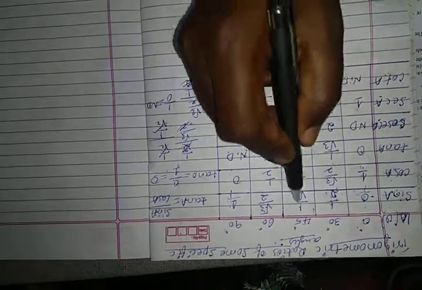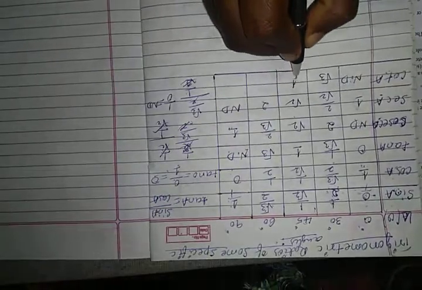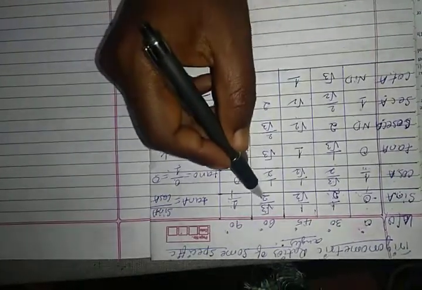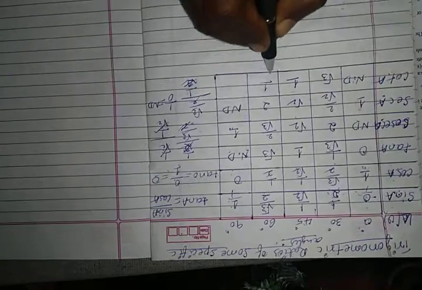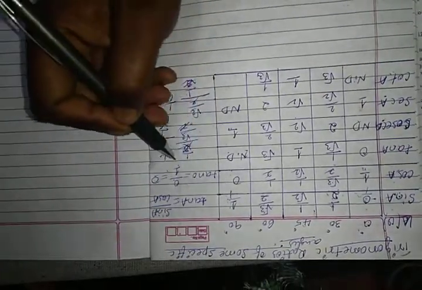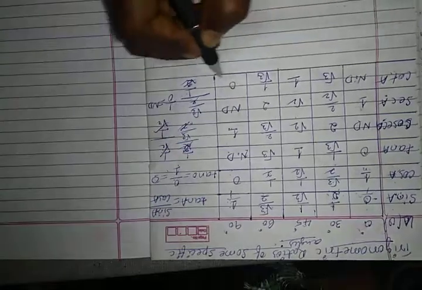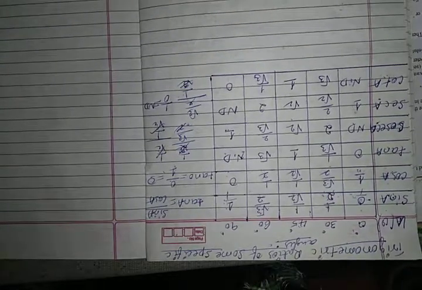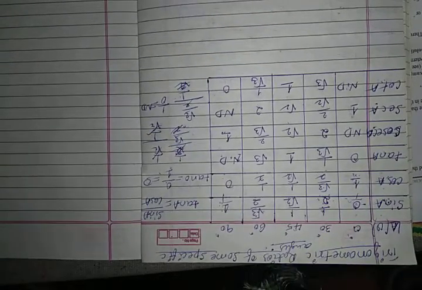and 1 by root 2 divided by 1 by root 2 is 1, and this 2 gets cancelled, it is 1 by root 3, and it is 0. So very carefully observe the table, very important. This table is very important.